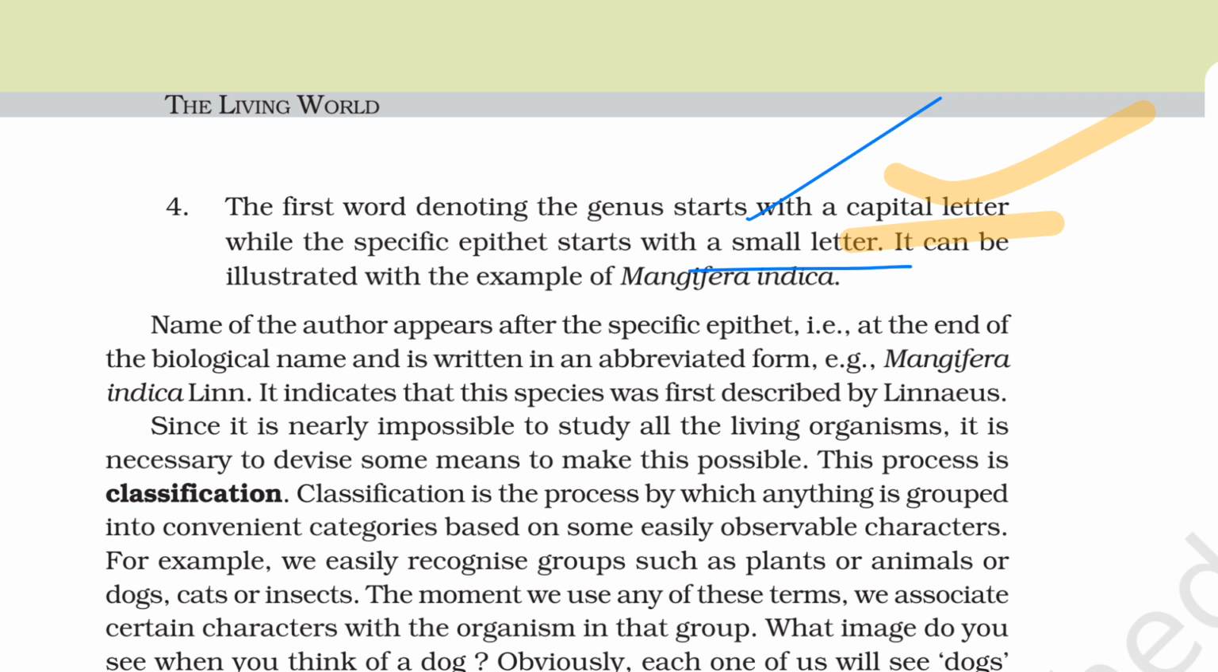It can be illustrated with the example of Mangifera indica. The genus starts with a capital letter. Mangifera, here M is a capital letter. Indica is the specific epithet. This specific epithet starts with a small letter i.